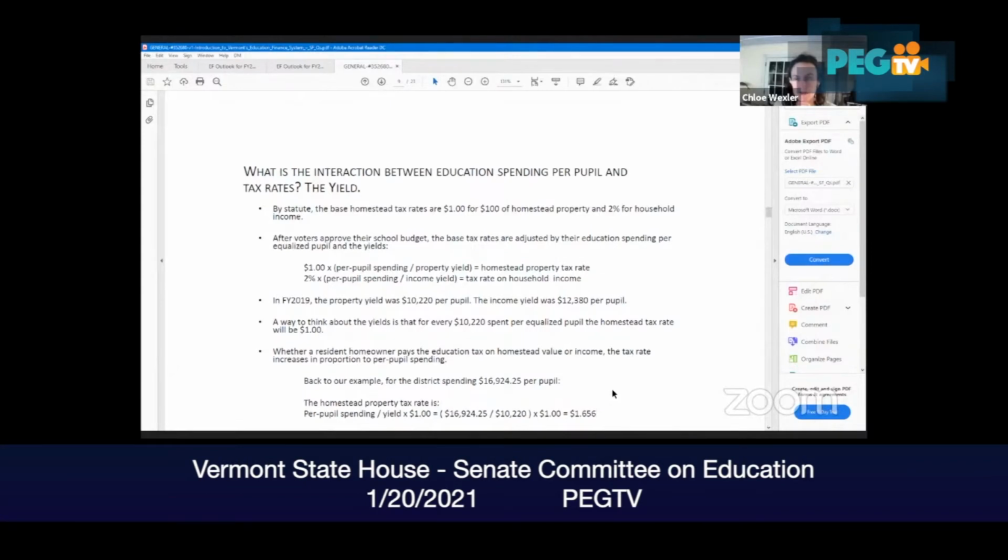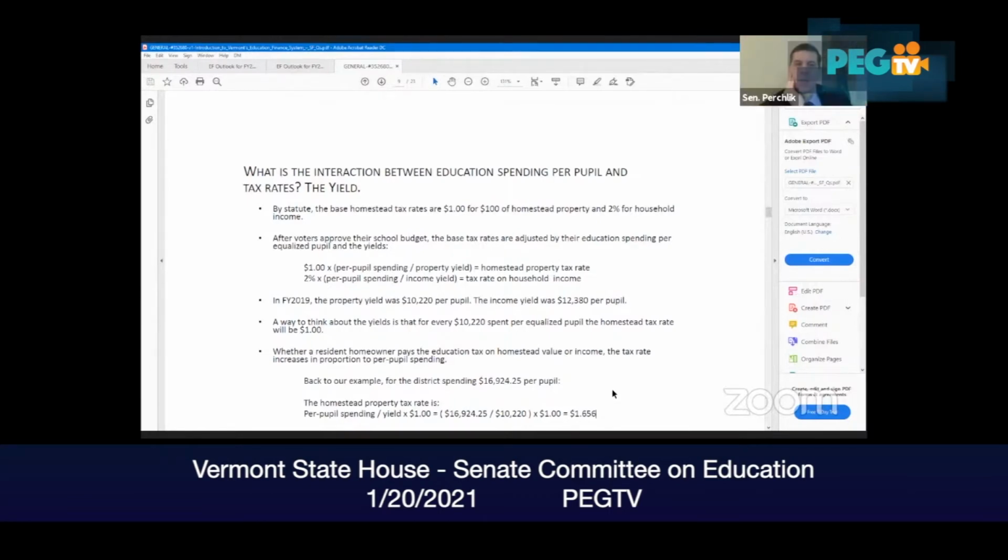To reiterate, in any given year, the yield is the amount that we could give every student in the state, $10,220, if every school district said they were only going to spend what it takes to pay a $1 property tax rate across the whole state. Okay, thank you. Senator Perchlik.